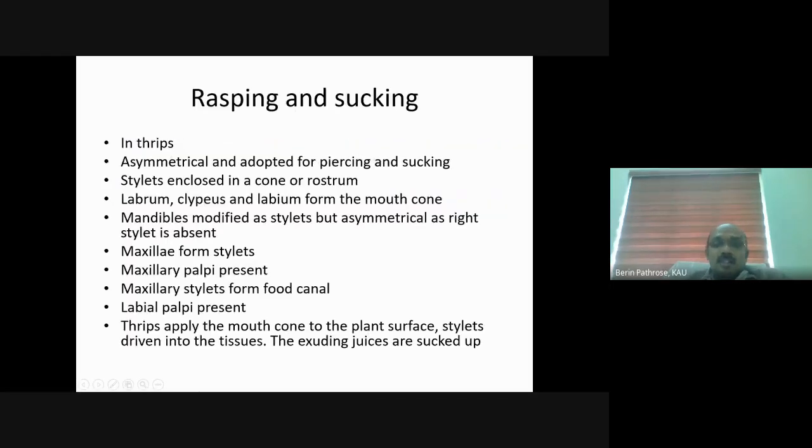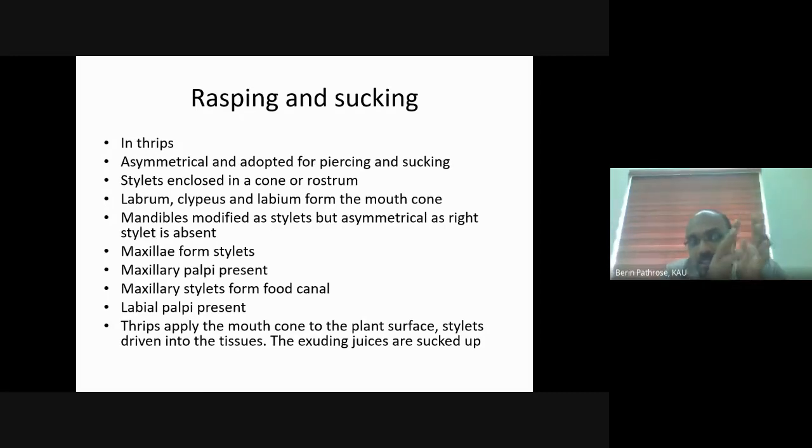Now we will see the next kind, that is rasping and sucking. Rasping and sucking mouthpart is seen in thrips. Thrips is an extremely small insect. Here, the basic distinguishing mark of a rasping and sucking mouthpart is that it is an asymmetrical mouthpart. That means we have a pair of mandibles and a pair of maxillae, but in thrips the right mandible is absent. That's what leads to the asymmetry. A symmetrical mouthpart has a pair of mandibles and a pair of maxillae, but here it is asymmetrical because the right mandible is absent.